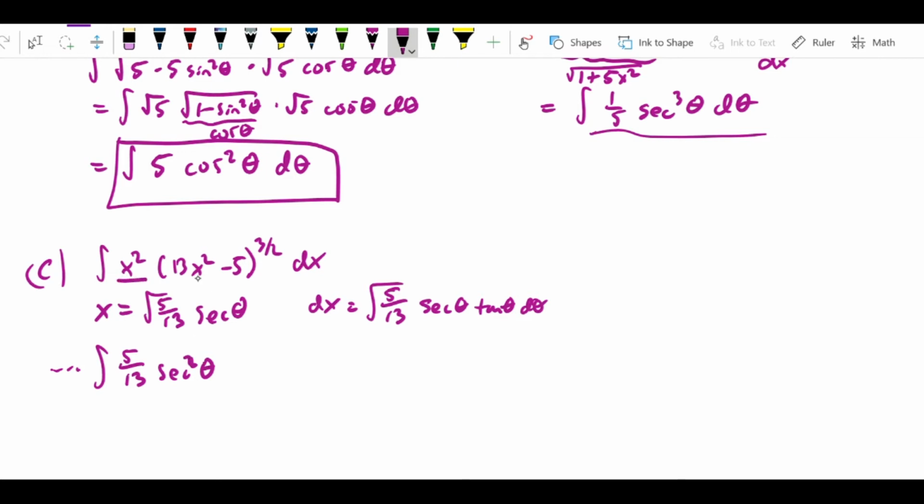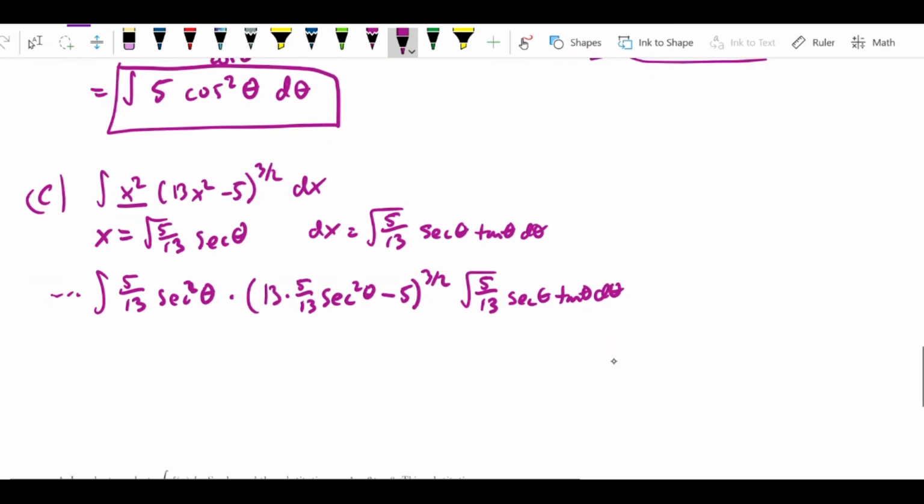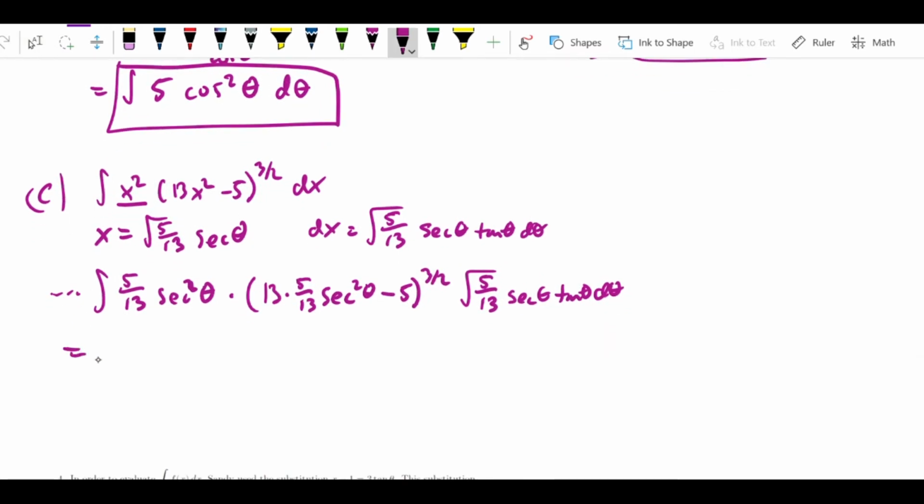And then here, once we substitute this, what we're going to end up with is, actually, let me just do it in line. This is going to be 13 times, if I square root 5 over 13, what I get is 5 over 13, and then the secant part, I also have to square that, so that's going to be secant squared theta minus 5 to the 3/2. And then finally I have the dx term, which is root 5 over 13 secant theta tan theta d theta. There we go. So we just really need to do some simplification here.